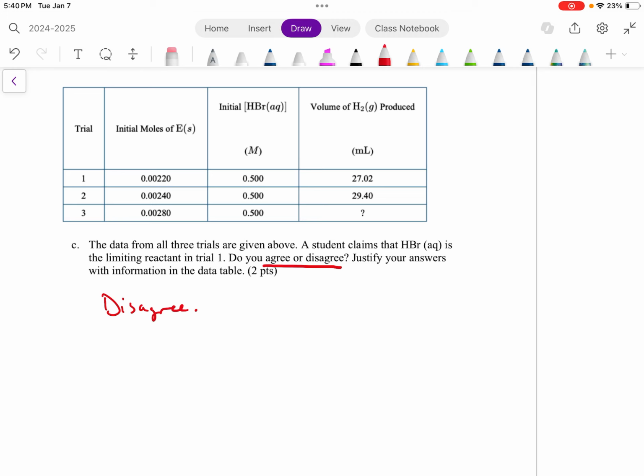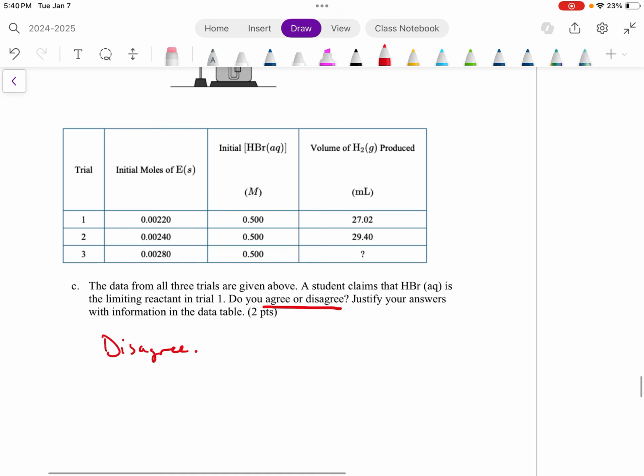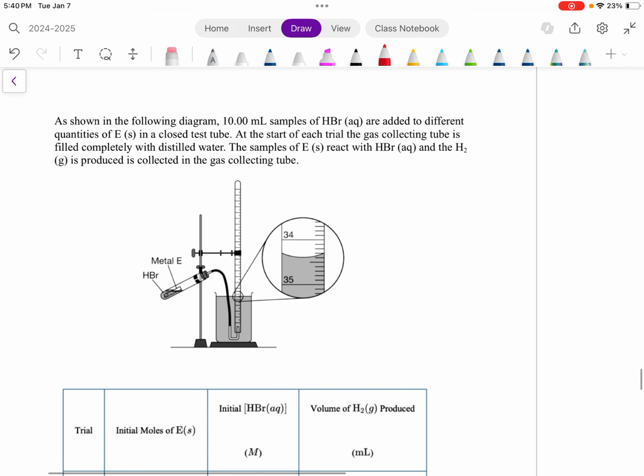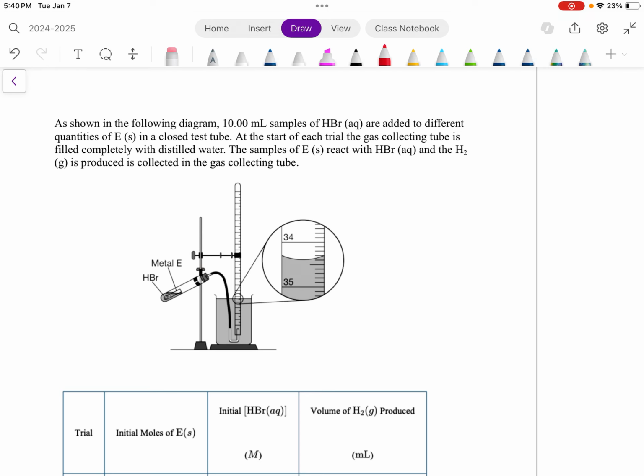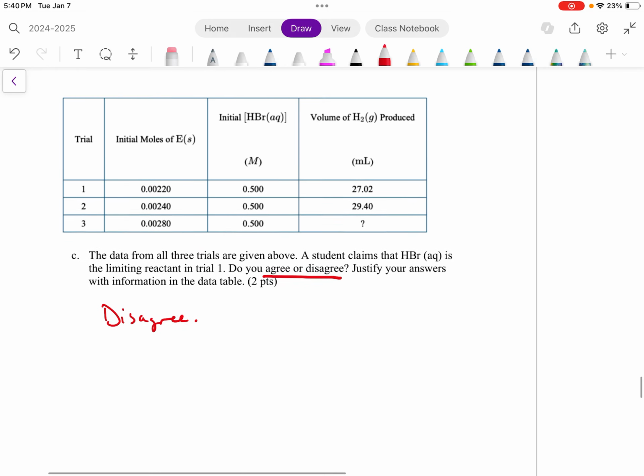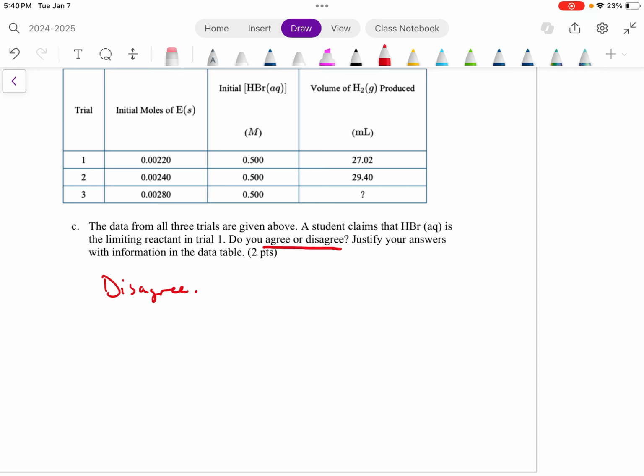There's a bunch of things you could say here, but in trial 1, if you notice here, HBr is constant, but the moles of E are increased, which creates more product, meaning there's plenty of HBr available to react, so it is in excess. There's a couple ways you could explain that. They give you some input in the intro as well that you can use, but you're really looking at the trial data here.